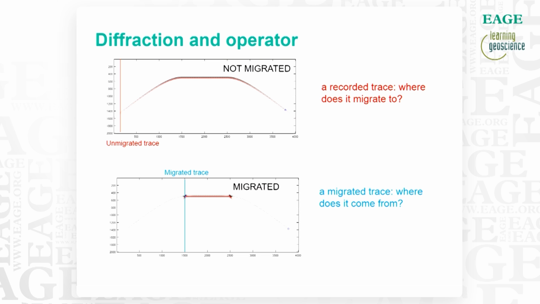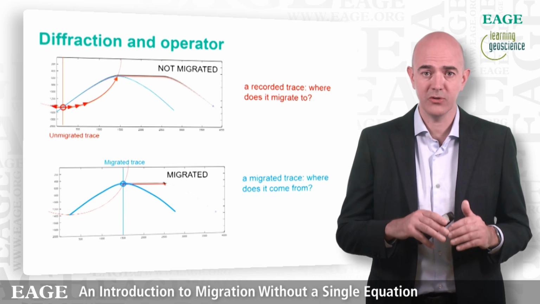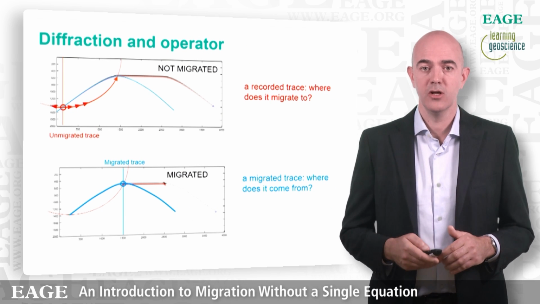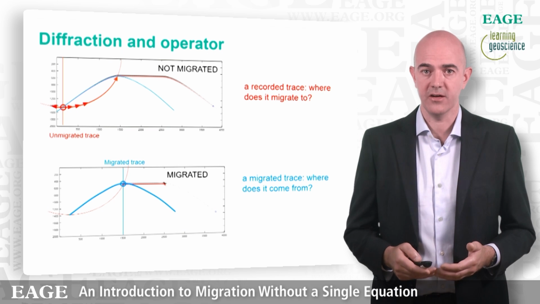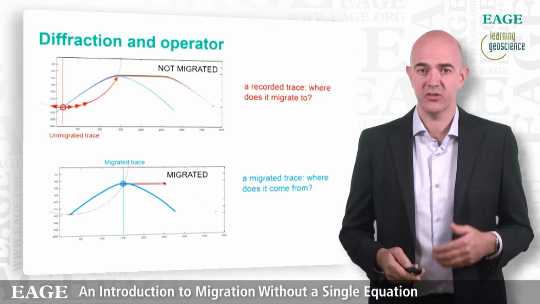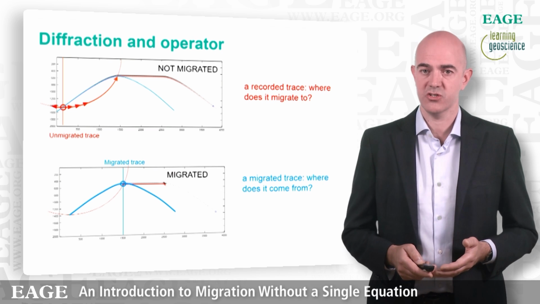And the answer is, when we take the unmigrated trace, we have the migration operator. This is a swing that moves the energy up, always up, and it will move it to the right, to the true subsurface position. When we look at the migrated trace, the energy that is there was previously on a diffraction hyperbola. And it looks very well for diffractions, of course, but it works also for reflections. Multiple diffraction hyperbolas summed to each other will interfere and will create a nice layer. So this reciprocity is very important because it's the basis of the implementation of migration algorithms.